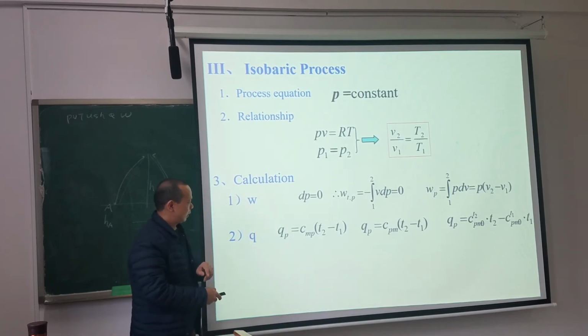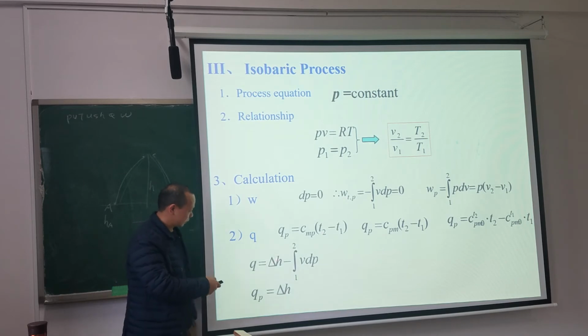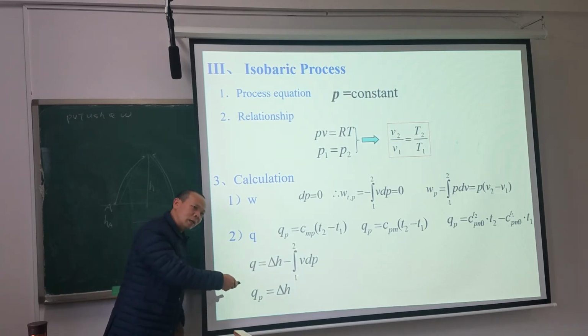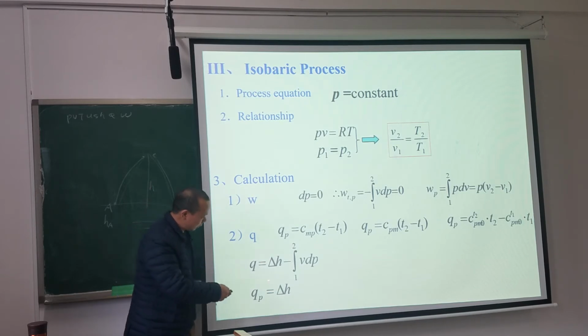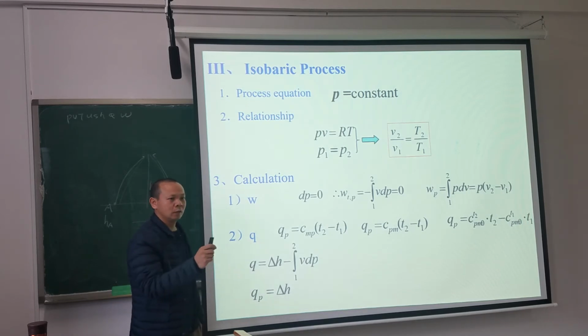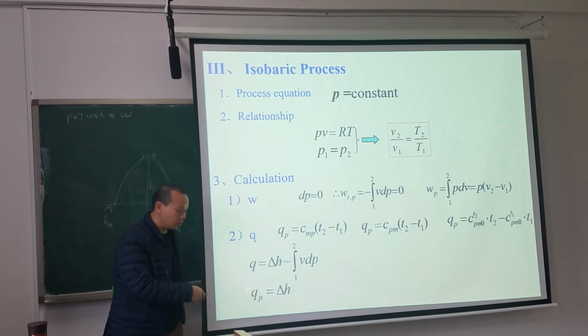And here is the first law equation in the open system. And now we can get Q is equal to delta H. So we know in a constant pressure process, the heat absorbed by the system will all be used to increase its enthalpy.